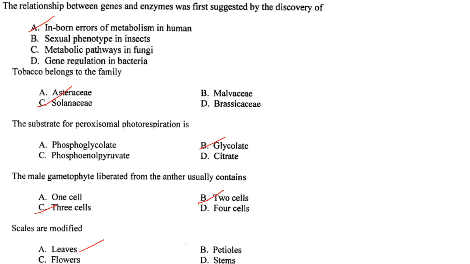The male gametophyte liberated from the anther usually contains either 2 cells or 3 cells, because the pollen grain may be released at the 2 cell stage, that is 1 vegetative and 1 generative cell, or the 3 cell stage, that is 1 vegetative cell and 2 male gametes. So the answer can be either B or C. I don't have the answer key with me, so as per me it can be B or C. Then scales are modified leaves. So answer is option A.